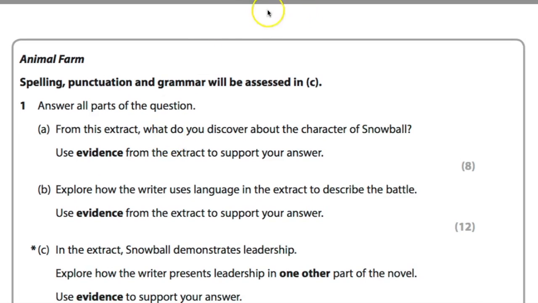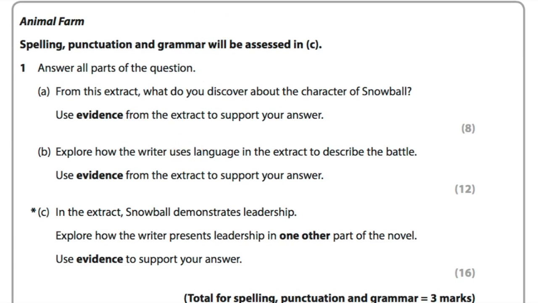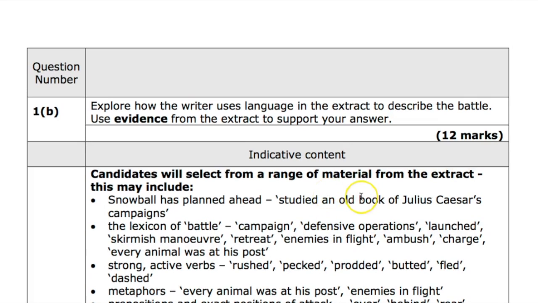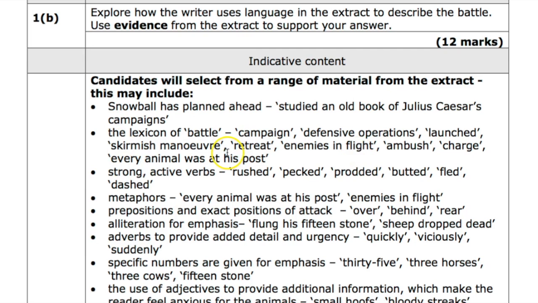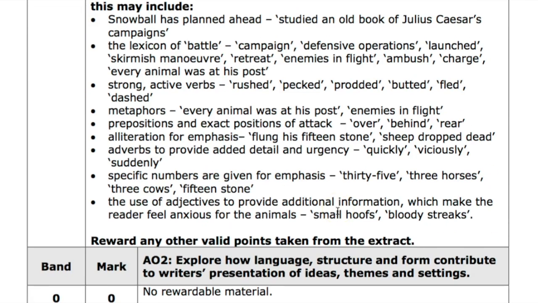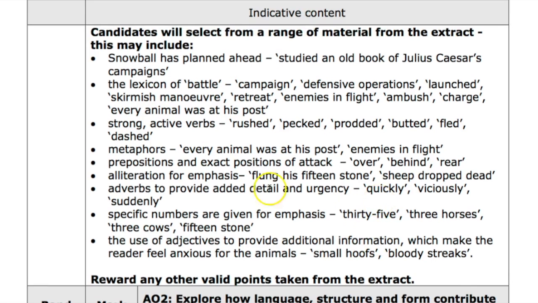So let's have a look again, for illustrative purposes, at the marking criteria for this one. So this is question 1b: explore how the writer uses language in the extract to describe the battle. Use evidence from the extract to support your answer. Now again, exactly the same as 1a, and again this comes up in the examiner's report, but make sure you're only focusing on this extract. They don't want to know about your knowledge of the rest of the book. That comes in question 1c. For the moment, they just want you to focus on the extract. It's not a long extract, so there's lots of stuff you can draw out of it, and you need to be really exact and really purposeful here.